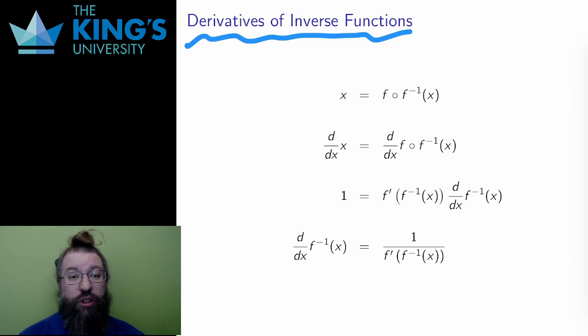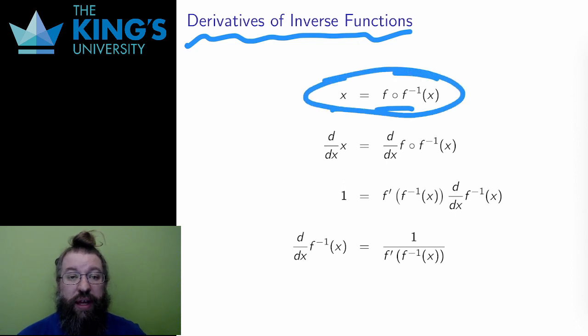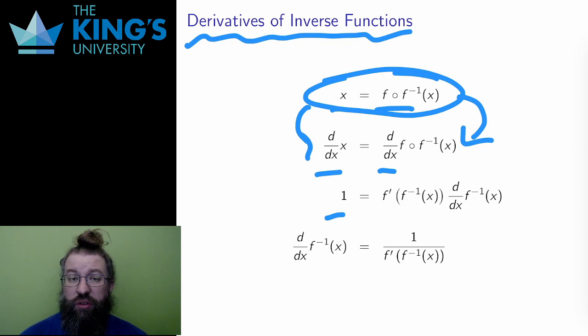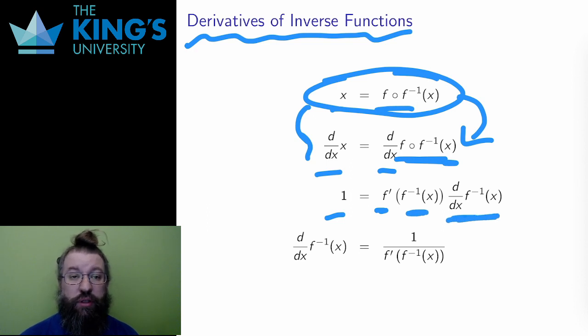An inverse function undoes whatever the original function did. Therefore, if I compose a function with its inverse, I get the original input back. In an equation, if f is composed with the inverse of f, I just get the variable x back. This is an equation of functions, so I can differentiate both sides. The derivative of x is 1, and the right is a composition, so I can use the chain rule. I get the derivative of the outside, evaluated on the inside, times the derivative of the inverse.